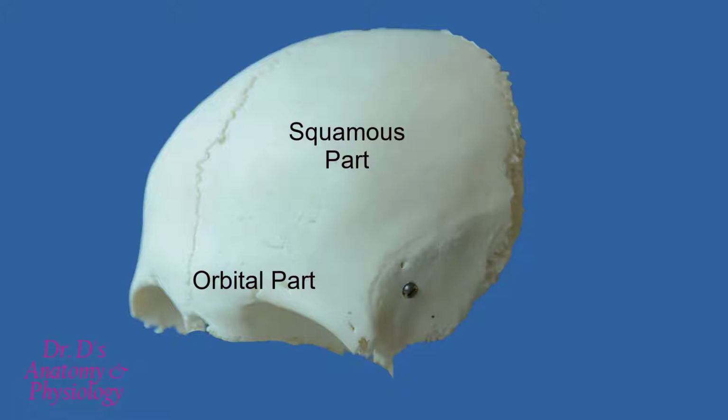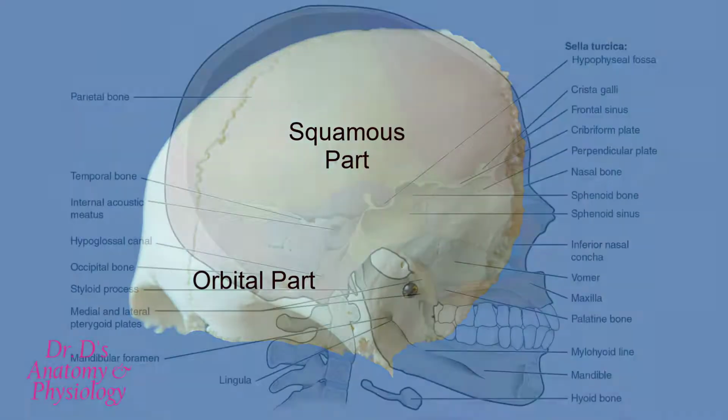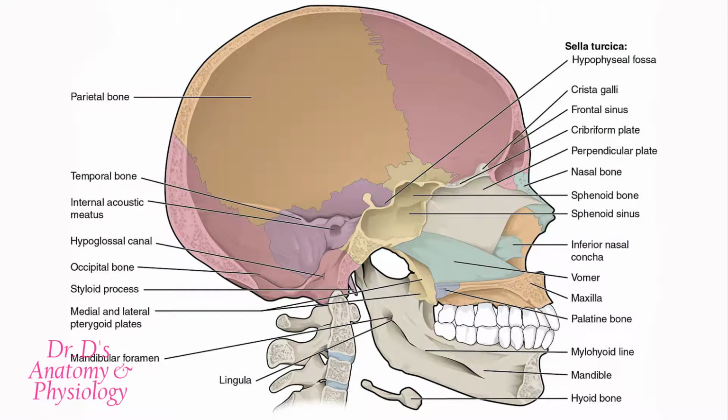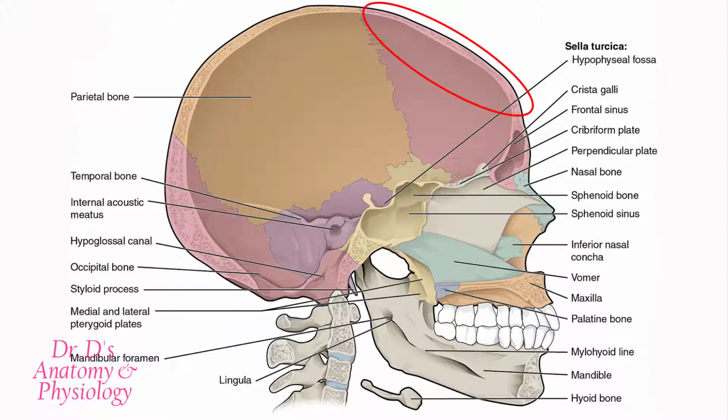The squamous part comes from the Latin word squama, which means scale. And when we look at this sagittal section through the skull, the squamous part, as you can see, is just a thin-walled curving plate that protects the front of the brain. It is the orbital part of the frontal bone that's going to be more interesting and have more features and details.